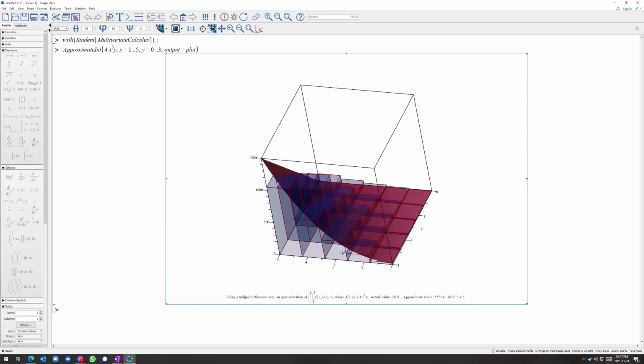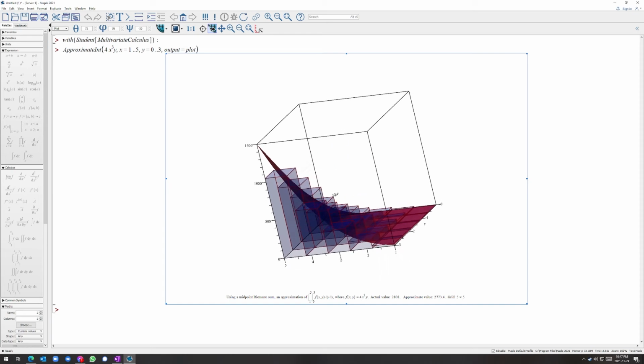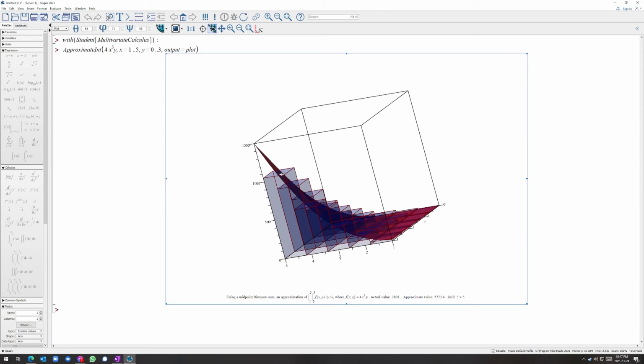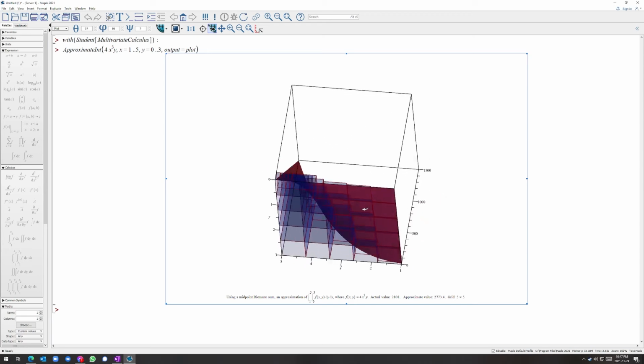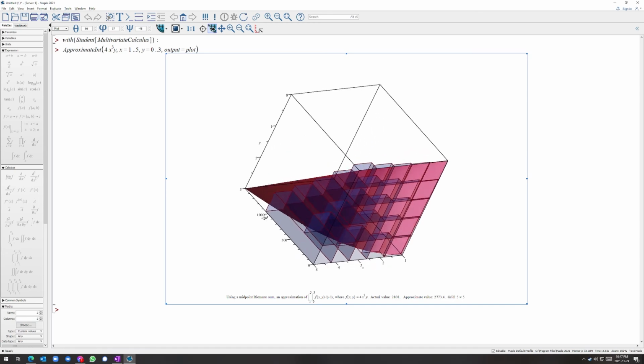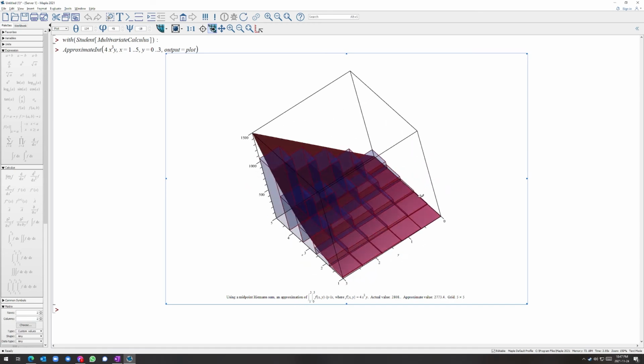And if you take any of these rectangles, we're going to plug the midpoint into the function and determine the height. So you should see that the midpoint of the top square of each of these boxes is passing right through the surface. So this is what that double integral is actually doing for us.